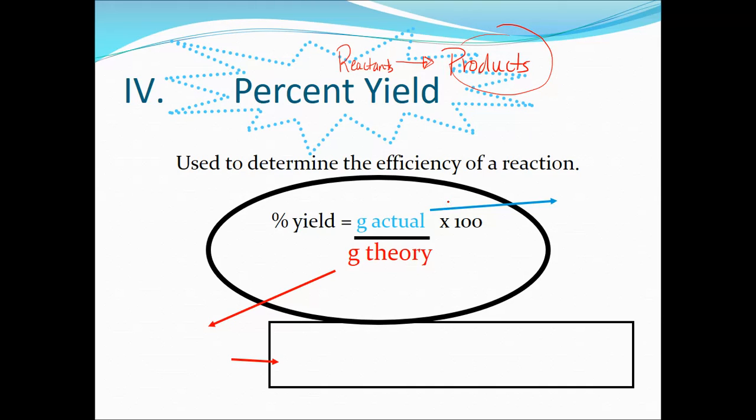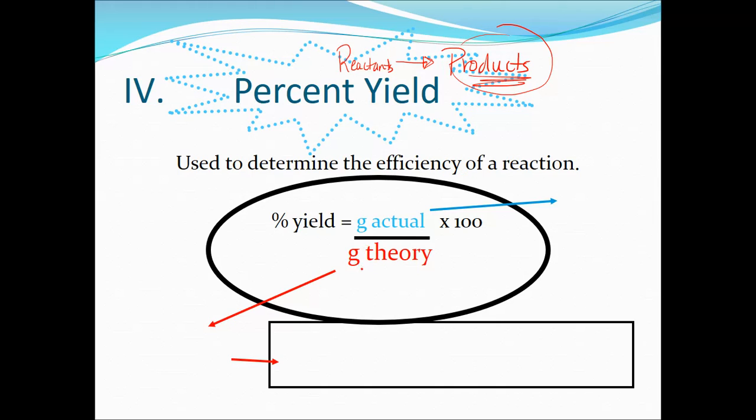Percent yield is a way that we determine the efficiency of our reaction. So the efficiency of production of our products. So percent yield always applies to the products in your chemical reaction, and we use this number to help determine the efficiency of our reaction to make sure we're not being wasteful.